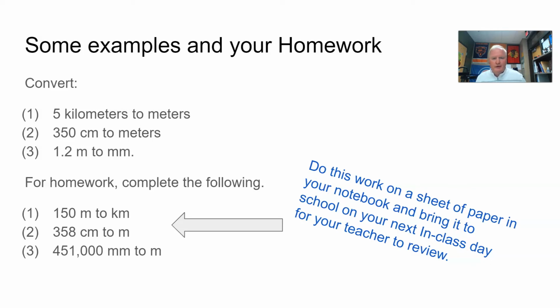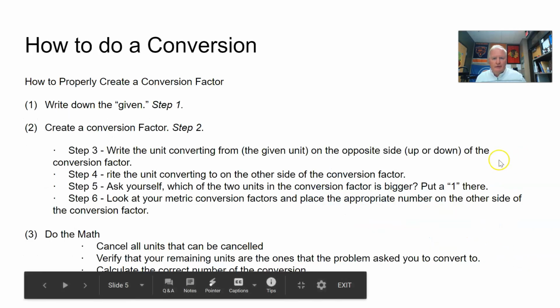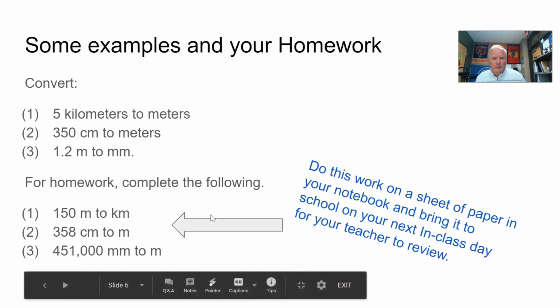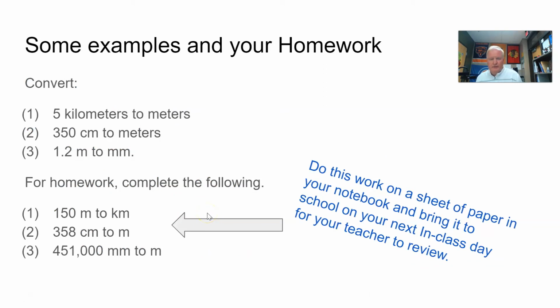If you want to go back in this video, I have the list right here of your steps 1, 2, 3, 4, 5, and 6, and then you do the math. Or remember the setup always is write the given down on the left, write the goal on the right, and then start building your conversion factor. All right, we will be looking when you come back to class for these 3 problems to be done on a sheet of paper so we can look at it and that we can build on this idea.